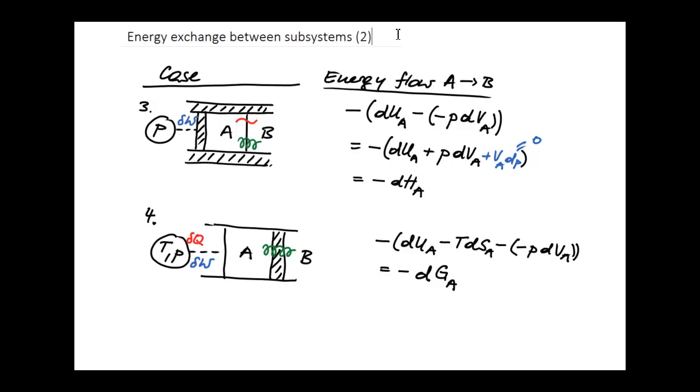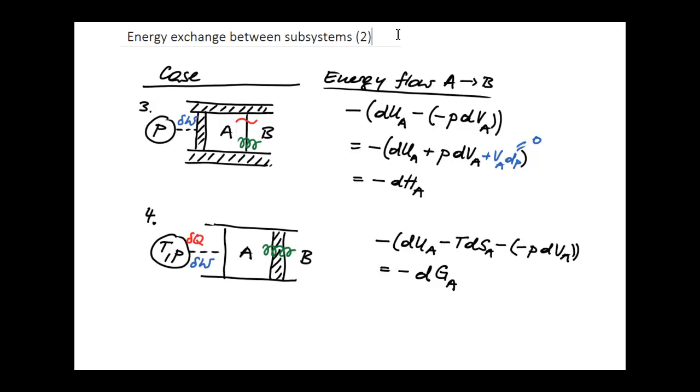And finally, case number 4, this is of particular interest when you have experiments in open air. So the reservoir is the atmosphere, maintains a constant temperature and pressure, exchanges with system A energy in the form of heat and pressure-volume work, maintaining a constant pressure. And then the only form of energy that A can exchange with B is non-expansion work. So once again, it could be electrical, magnetic, and so on, you name it. And you do the same trick and you find the energy flow is minus the change of free enthalpy.